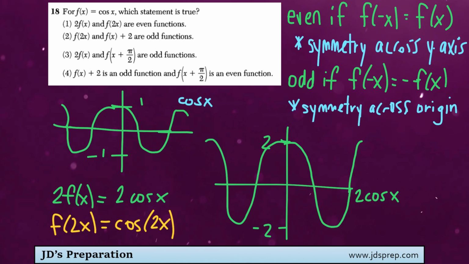And as we can see here, this 2 cos x definitely has symmetry across the y-axis. In other words, if we were to reflect that across the y-axis, it would look the same. So yes, that actually is an even function.